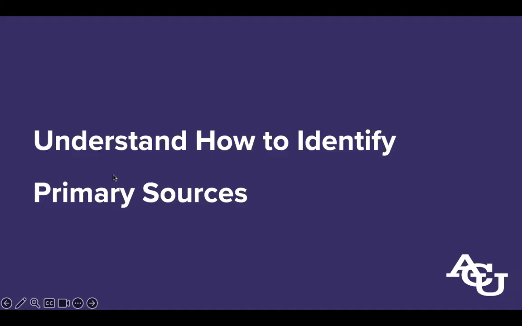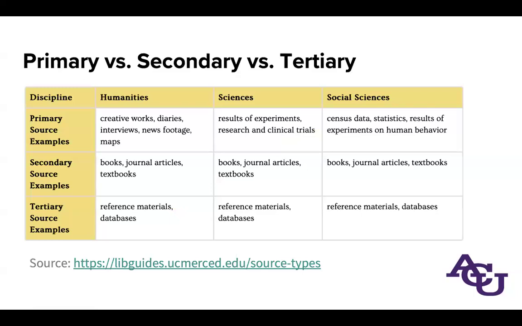All right. So how do you identify primary sources? Well, it's going to depend on the specific genre. So for example, if we're looking at humanities, that's often working with creative works, say a novel or a play, things like diaries, interviews where people voice their thoughts, news footage, maps, as opposed to a book about someone written by a different author. Most journal articles being secondary sources. Textbooks might be secondary, might be tertiary, depending on the subject.